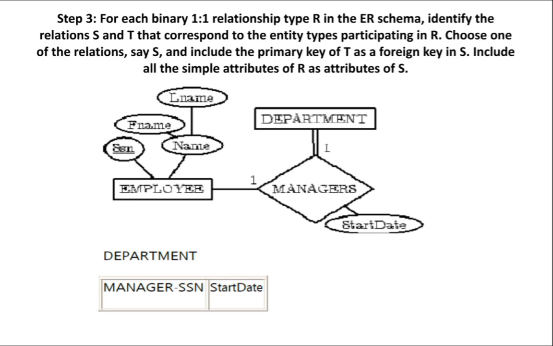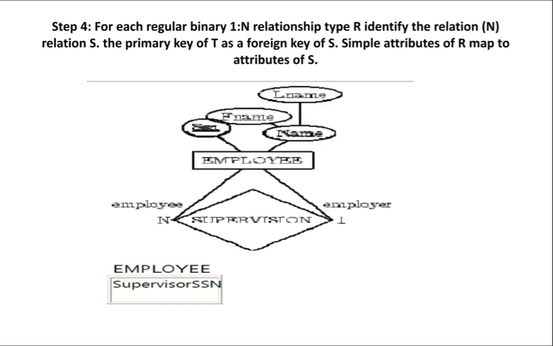And also along with that, include all the attributes. That is step 4. Suppose you come across a 1:n type of relationship in an ER diagram, what do you have to do?